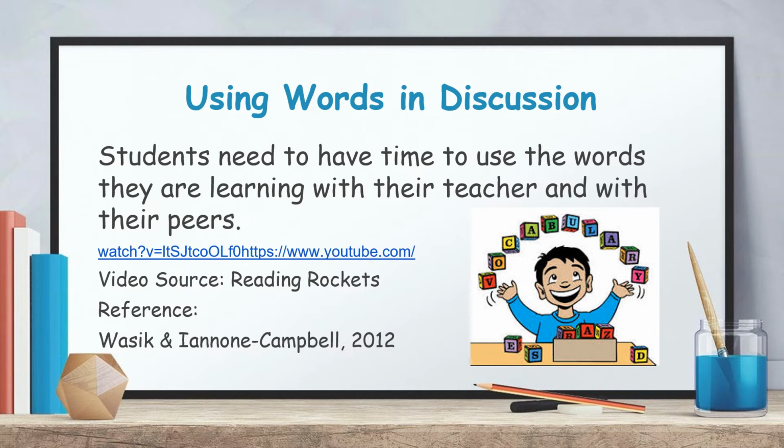Students need to have time to use the words they are learning with their teacher and with their peers. I found a great example of how a teacher incorporated a pocket for Corduroy and discussed with our students the word reluctant. That seems like such a long word for our third graders to understand, but making self-connections to words like reluctant is so important in order for our students to understand and remember the meaning behind the vocabulary word.